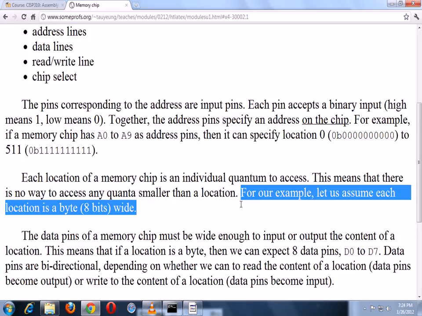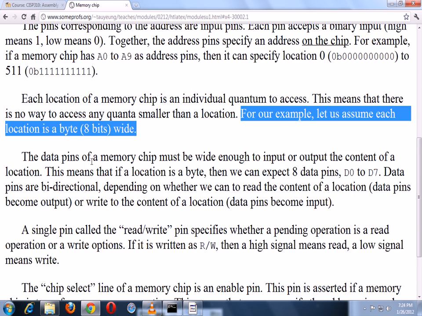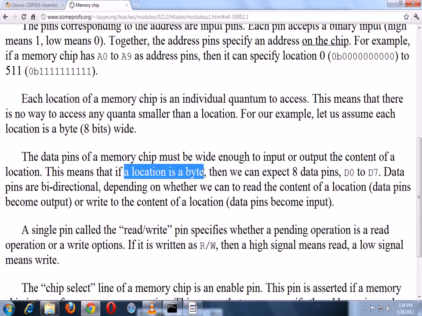For example, let's assume that each location is a byte, which is 8 bits wide. The data pins of a memory chip must be wide enough to input or output the content of a location. So that means if each location stored in a memory chip is a byte, then we can expect to have 8 data pins, and they're typically labeled D0, data 0, to D7, data 7. Each pin represents 1 bit. Are we doing okay so far?